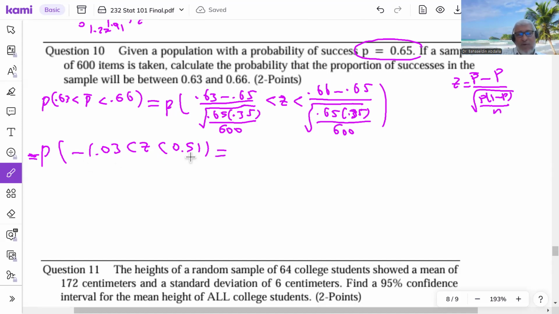Then how do we find this from the table? I think we know now. We look up 0.51 and we add it to 1.03. We find the two probabilities from the table and add them. The answer would be 0.5435. Please check that from the table.